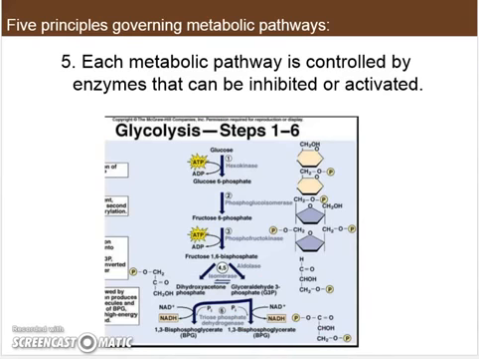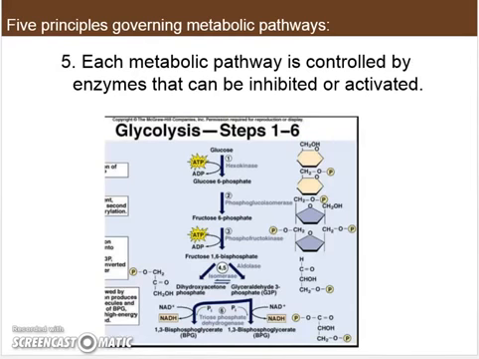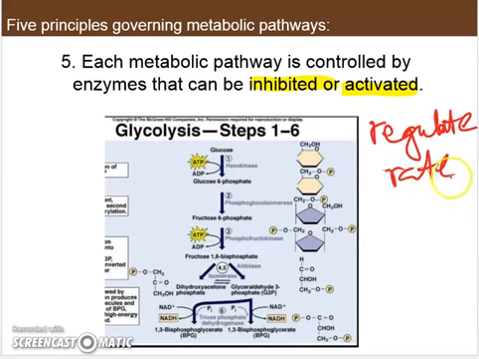The fifth and final principle governing metabolic pathways is that these pathways are controlled by enzymes, right? We already saw that enzymes are involved, but these enzymes can be turned on or off. They can be inhibited or activated depending on whether we need that much energy. So these enzymes being inhibited or activated help us regulate the rate of these reactions.